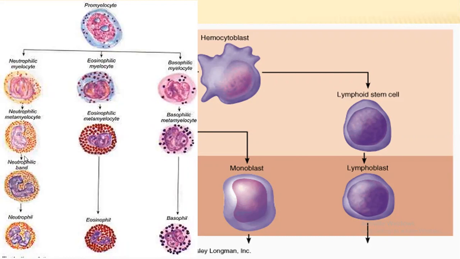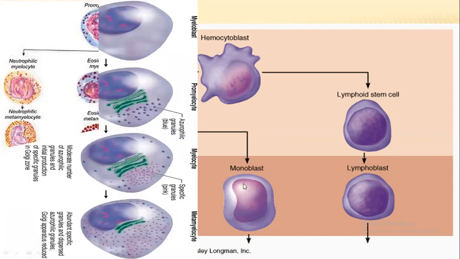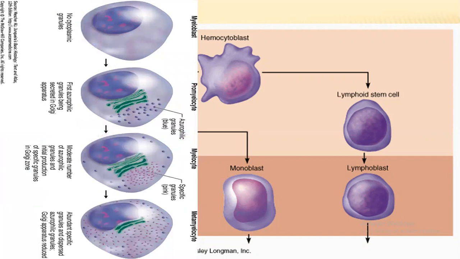This is called granulopoiesis. You can see the staining of the granules. These cells have granules, so they are called granulocytes: neutrophil, eosinophil, and basophils. Then here you have the development of the monocytes. The monocytes are stimulated by another factor. This is just an example of granulopoiesis, the formation of the granules.